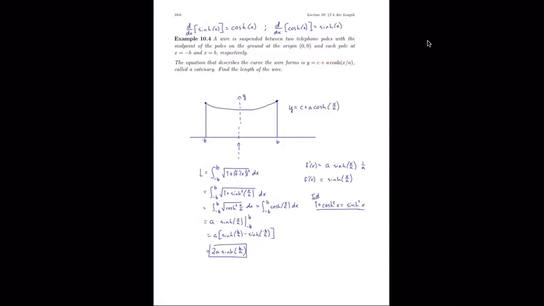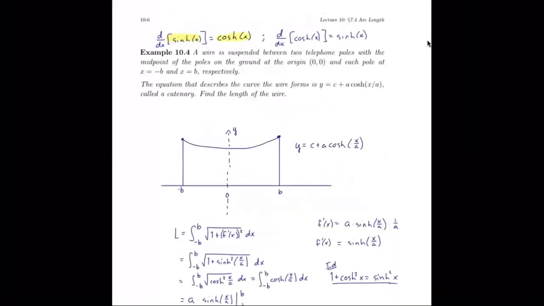So we're going to go from negative b to b as our interval, and then 1 plus f prime of x squared. So we need to find the derivative of this function with respect to x, then we'll square it. We've got a couple nice facts up above. The derivative of hyperbolic sine of x is hyperbolic cosine of x.